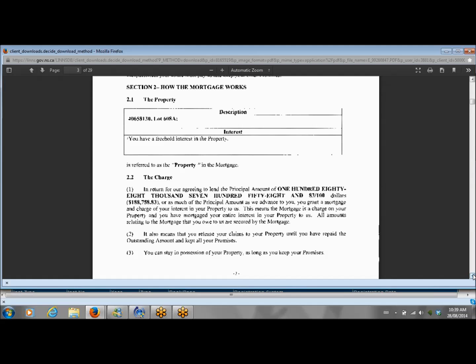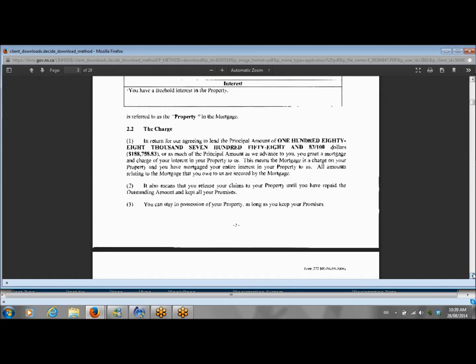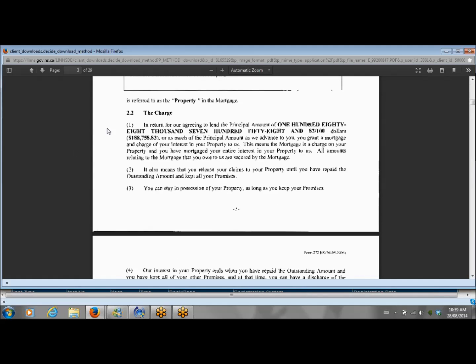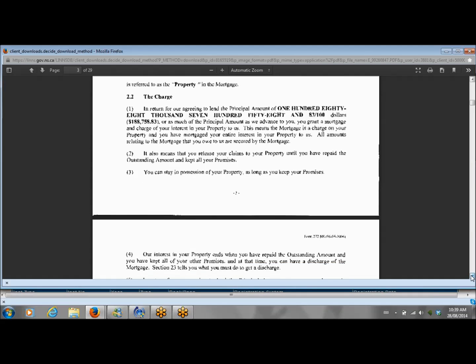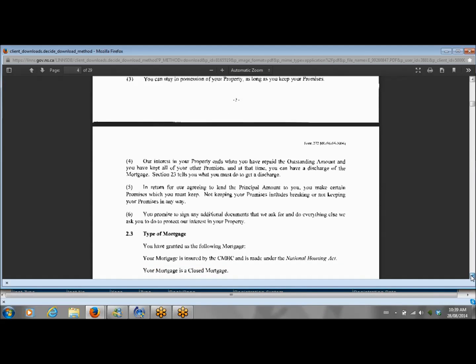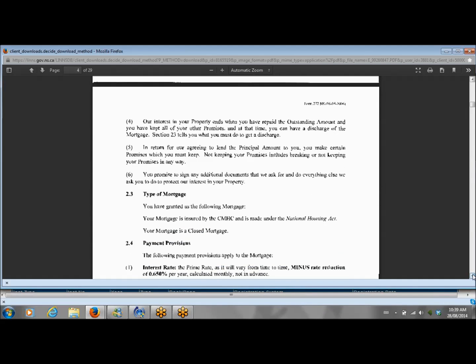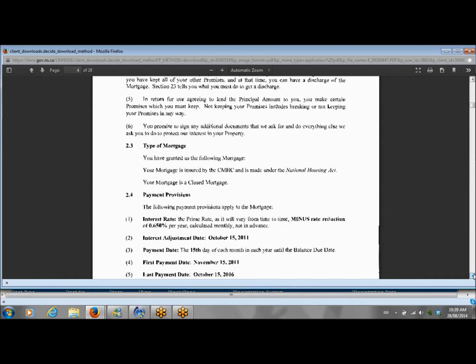Okay, so here we see that when I bought the house in 2011, my original mortgage was $188,758.83, which I realize is a stupid number, but there are CMHC numbers in there, and that's why you end up with those weird things. It states the type of mortgage. One nice thing about RBC is they have the easiest mortgages to read versus some of them. But anyway, they're all different.